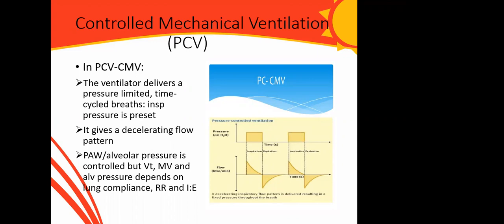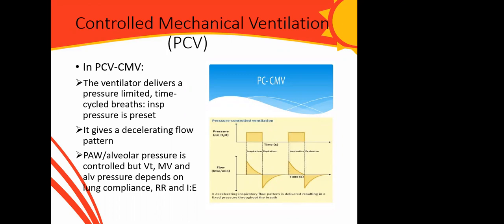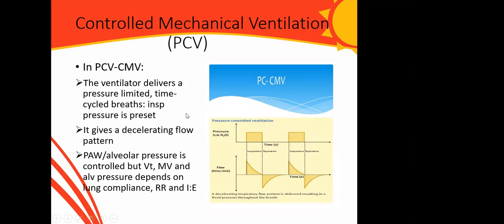The ventilator waveform in pressure control gives us a decelerating flow pattern. Here, the inspiratory pressure is set, and the pressure that the ventilator generates cannot be above the preset. One of the advantages of this is that it reduces the risk of barotrauma. The peak airway pressure over alveolar pressure is controlled, but the tidal volume, the minute ventilation, and alveolar pressure depend on the patient's compliance, the respiratory rate set, and the inspiratory-expiratory ratio, the IE ratio.